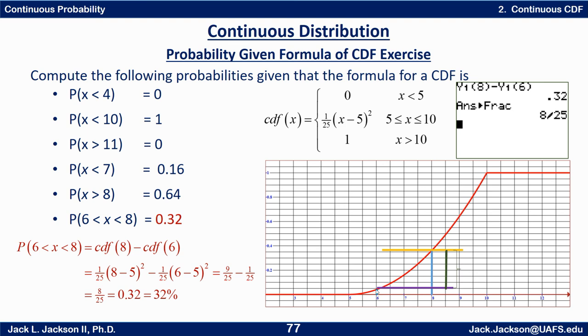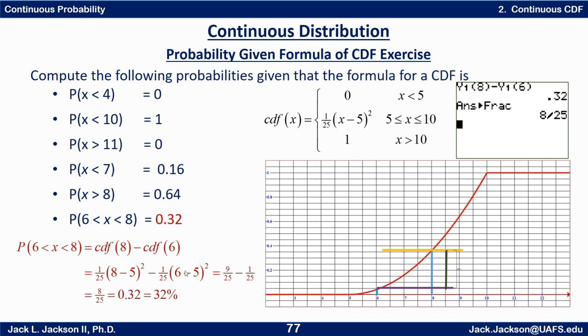So we find the 6 and the 8 here on the graph, and we're finding the difference between these two y values. In other words, the vertical distance between these little purple and orange lines, this green distance right here, is what we're looking for graphically. But algebraically or numerically, it is just the CDF of 8 minus the CDF of 6. So plug in 8 here, plug in 6 here. They're both in this middle piece, so it makes sense, and so we use this formula for them.